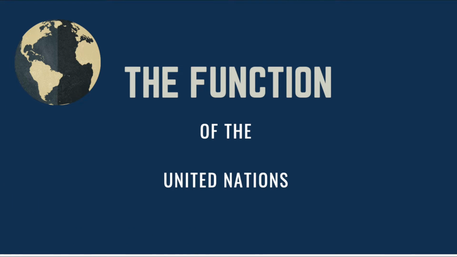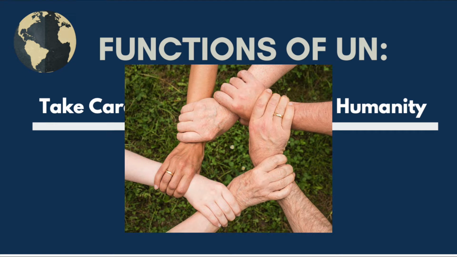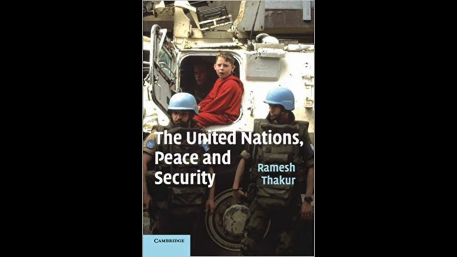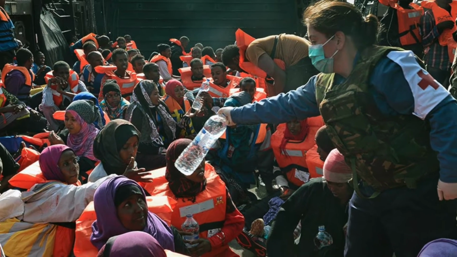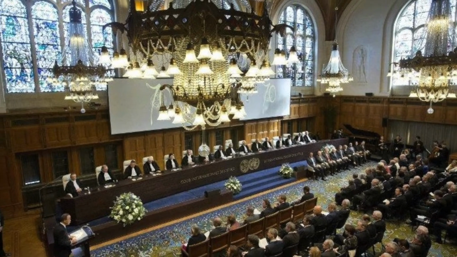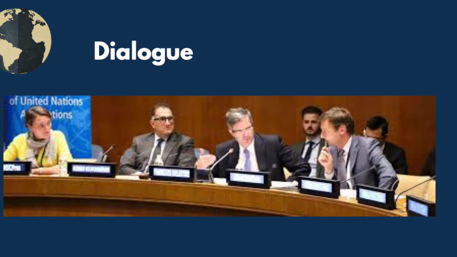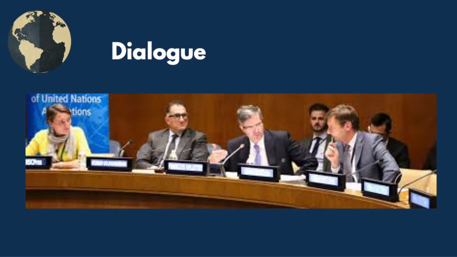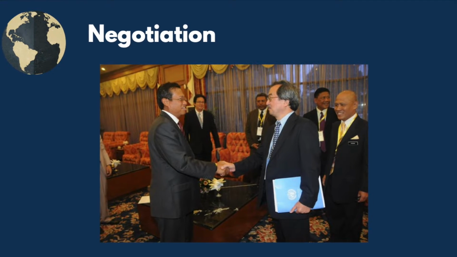Now we turn to the function of the UN. The UN's function, as mentioned before, is to take care of issues concerning humanity, and these include maintaining international peace and security, protecting human rights, delivering humanitarian aid, promoting sustainable development, and upholding international law. The UN also functions as a forum for its members to express their views. They can conduct dialogue and negotiations, and governments can agree and solve problems together through the bodies and committees in the UN.